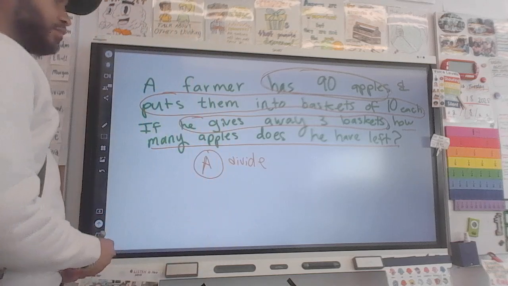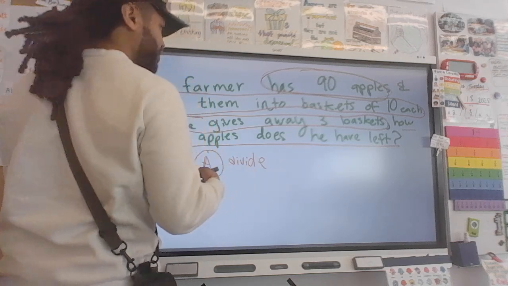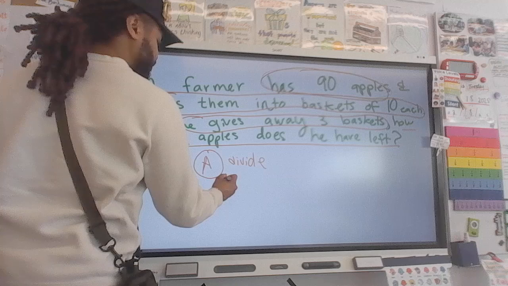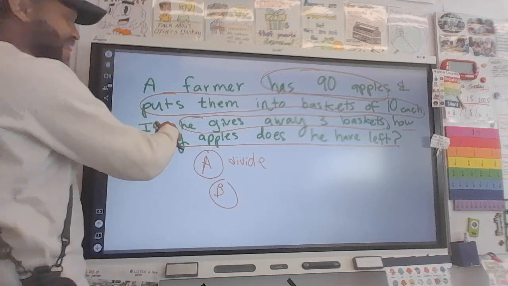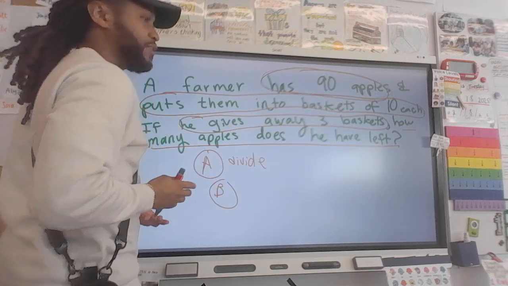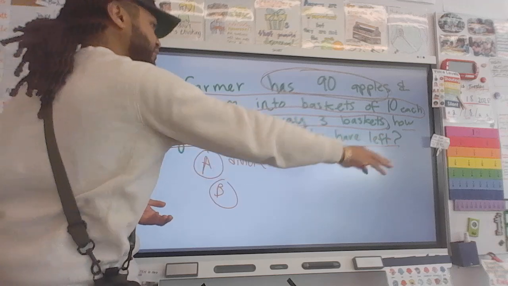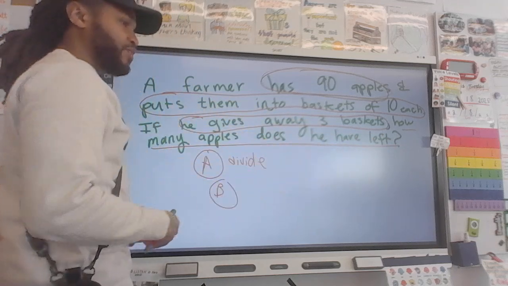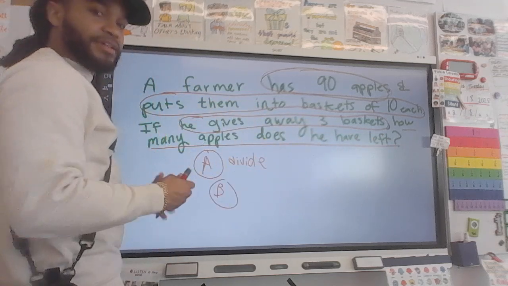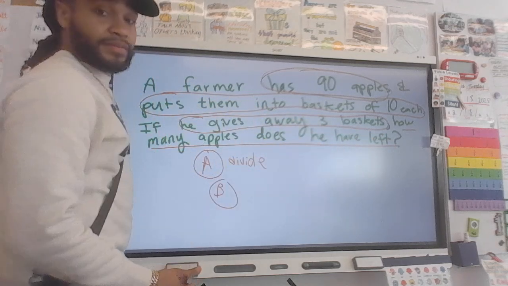Cool. Now my step B, I'm going to read it a little bit more. Next sentence, then he gives away 3 baskets. Gives away, gives away, gives away. When you give something away, the number's going down. It is decreasing. So subtract.